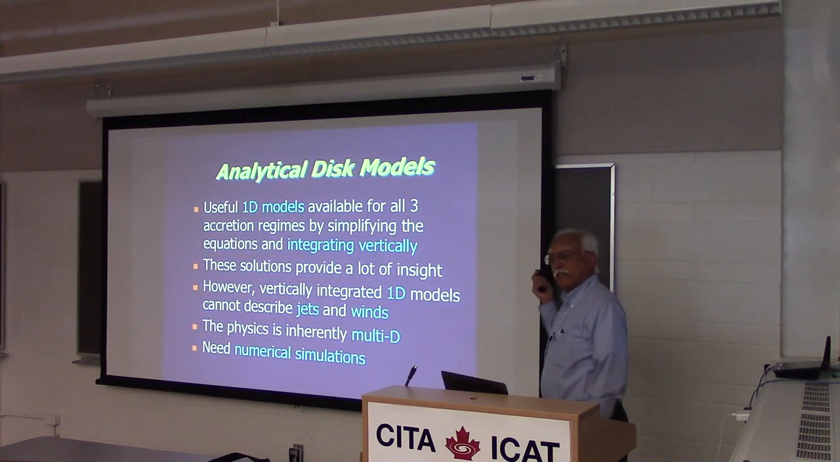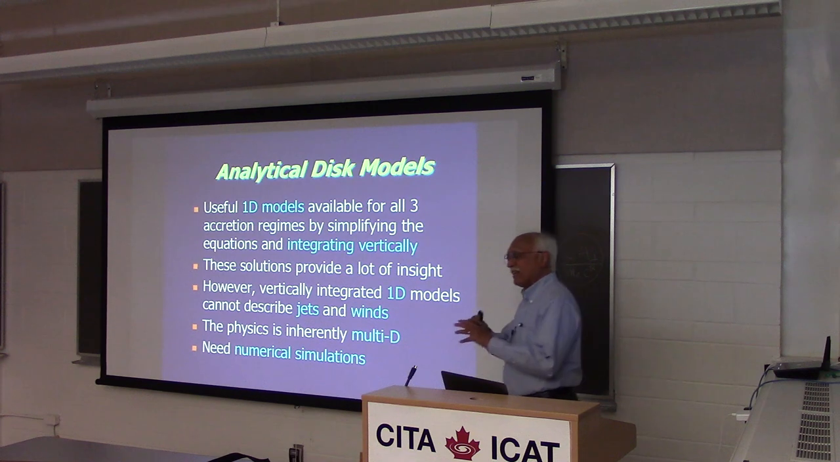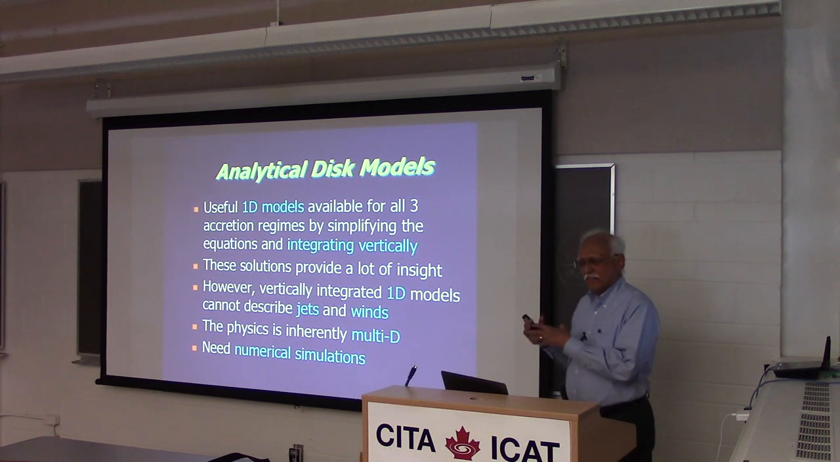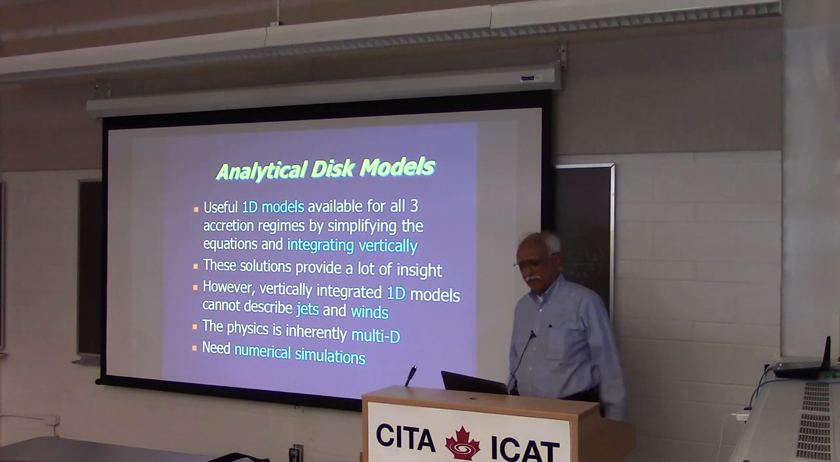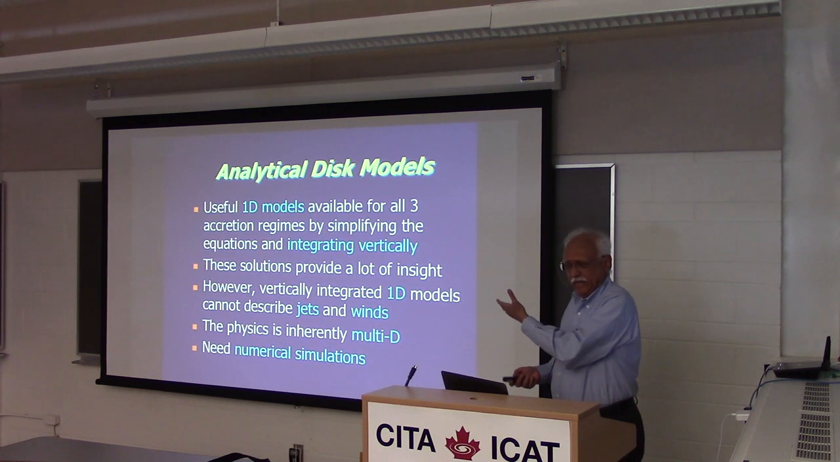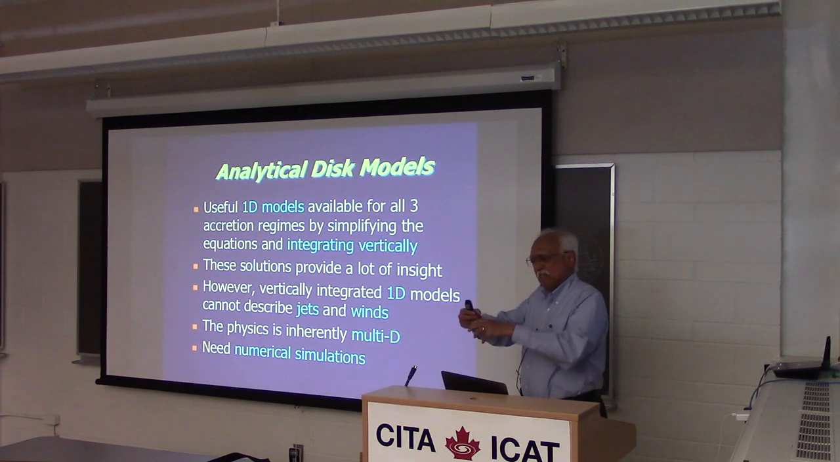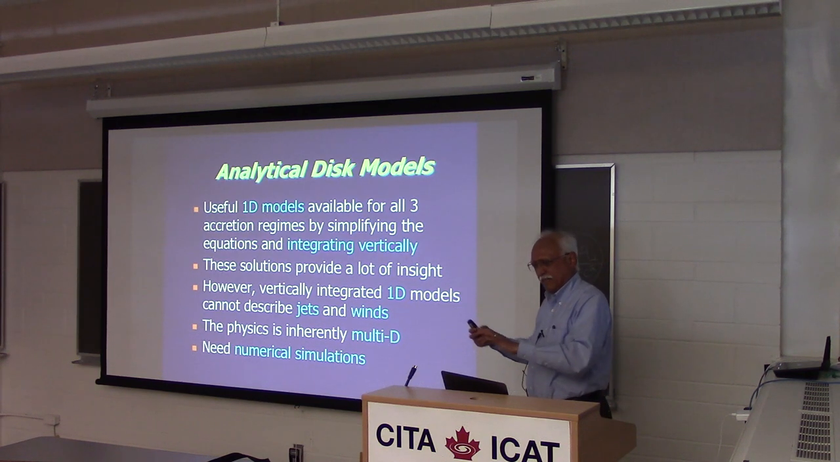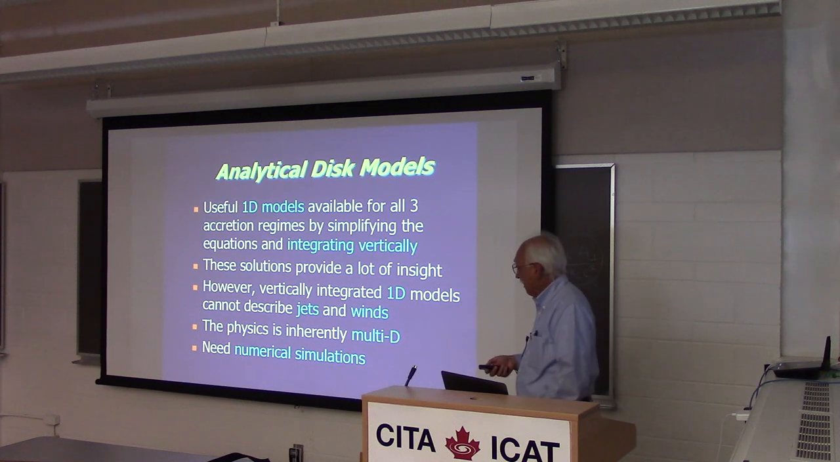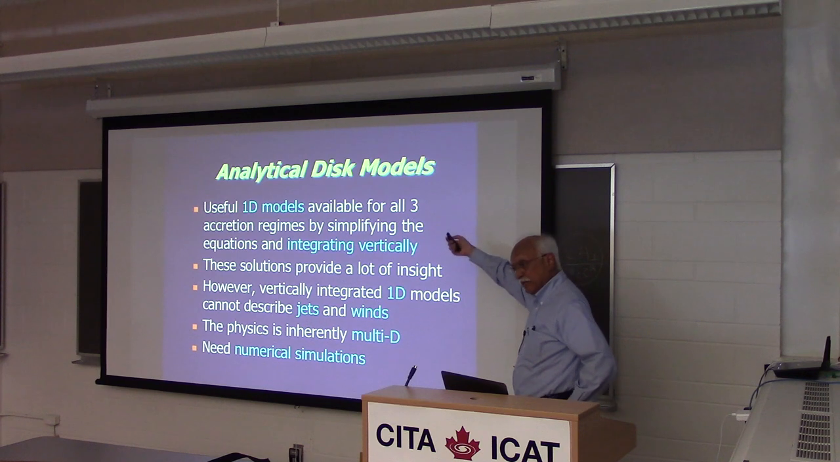Now, there are analytic disk models. And these have usually been done by simplifying this viscosity in terms of something called the alpha parameter, or alpha viscosity. I won't go into the details. It is OK. MRI tells us it's really magnetic fields, it's turbulence, some anisotropic turbulence, all of that stuff. But you can kind of lump it all into an alpha. And it'll do a fairly good job. And people have got a lot of insights by doing such models.